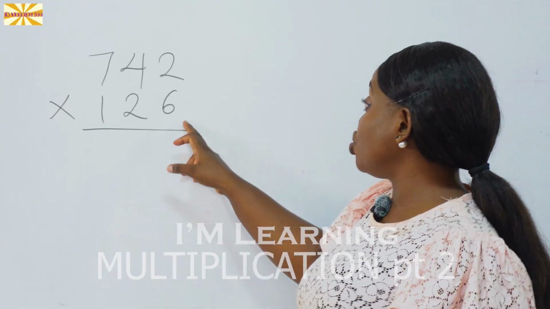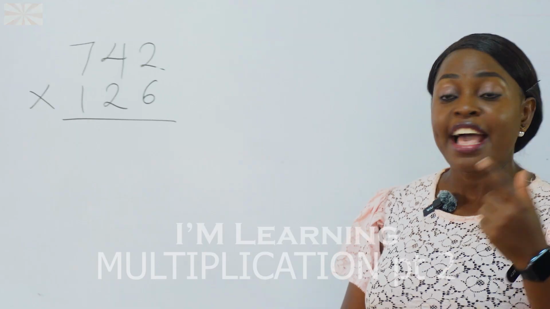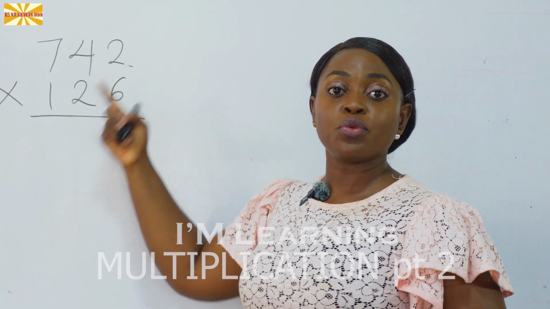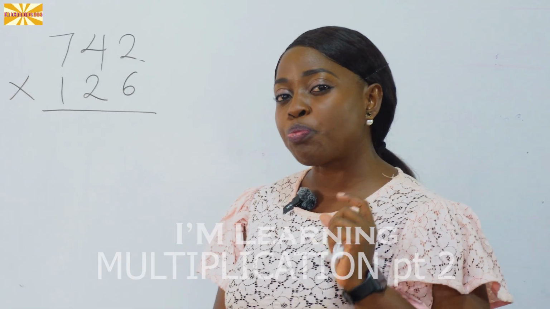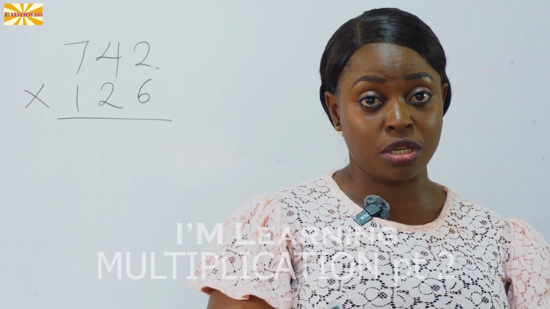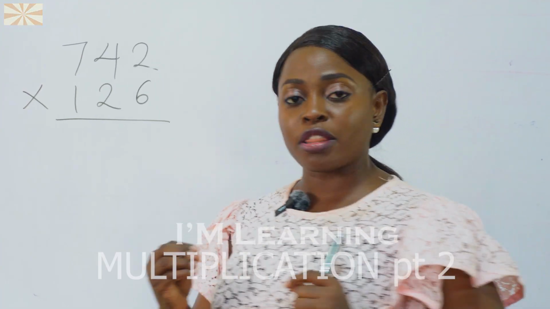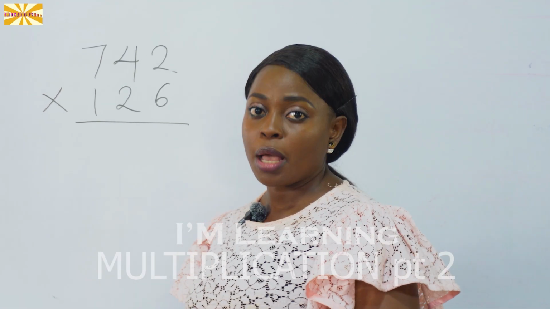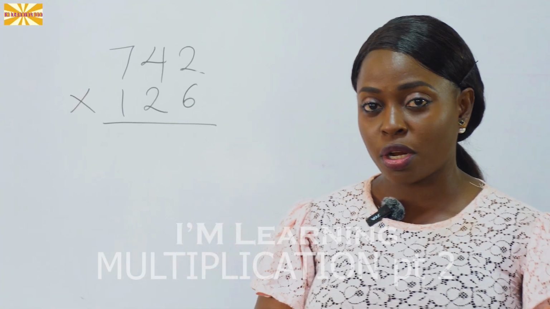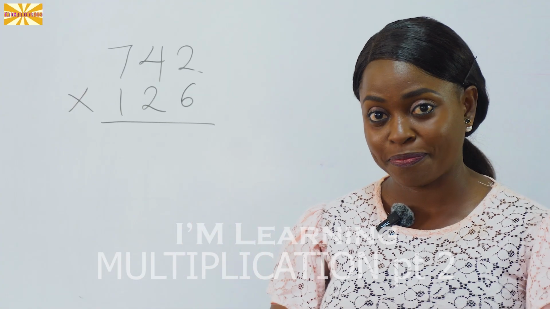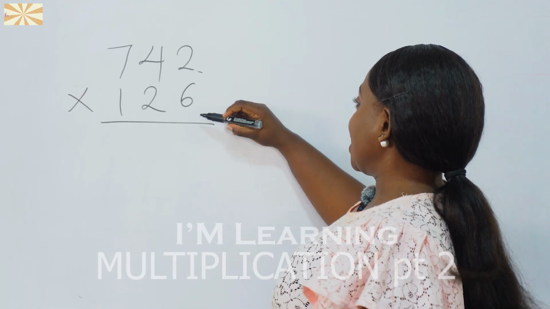First thing that we'll do is we'll use 6 to multiply all of these numbers. Then we'll use 2 to multiply. Then we'll use 1 to multiply. But please pay very close attention to the positioning. Because even if you get the multiplication correct, but you position the numbers wrongly, your answer will not be correct. All right? Okay. So now let's go.